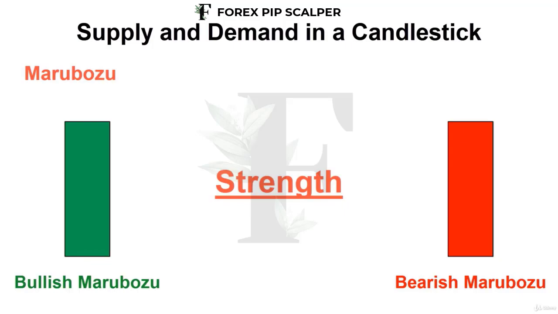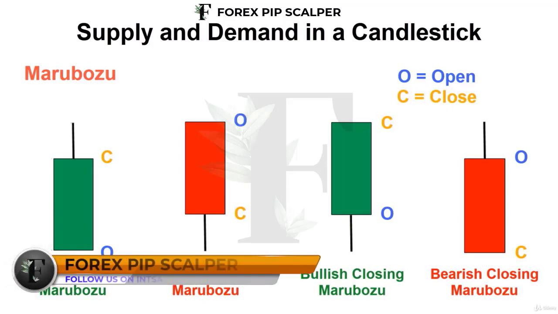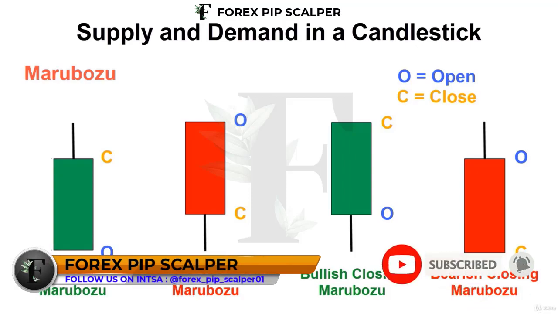The bullish marubozu indicates that buyers were in control from the beginning until the end. The bearish marubozu indicates the opposite. Sellers were in control right from the start. Since a perfect marubozu is not easy to find, we will also consider the opening marubozu and the closing marubozu. An opening marubozu is a marubozu that opens without forming any shadow. A closing marubozu is a marubozu that closes without forming any shadow. The logic is the same, they both indicate strength.